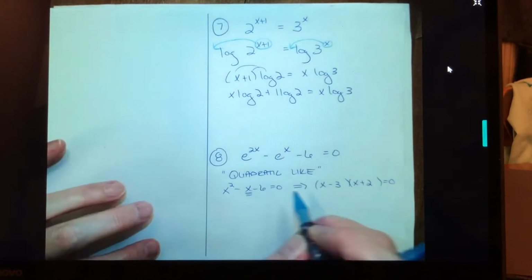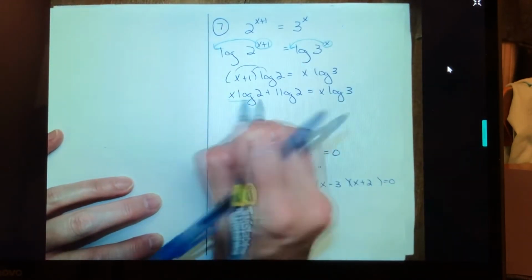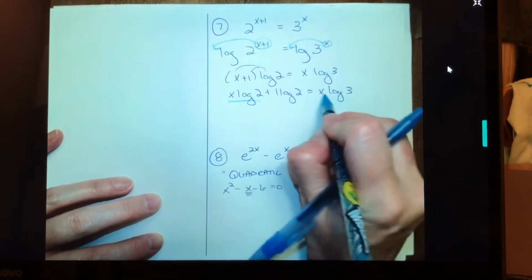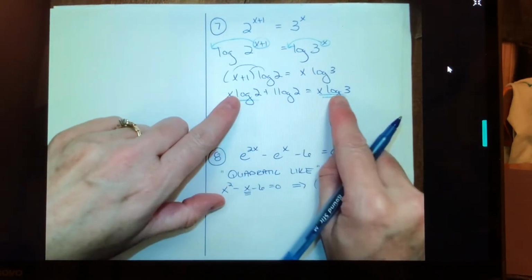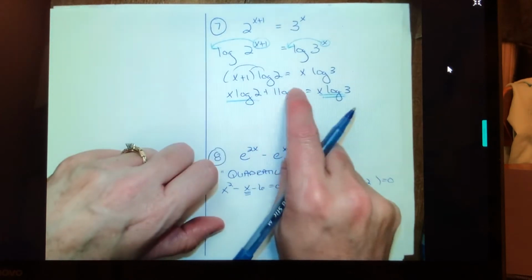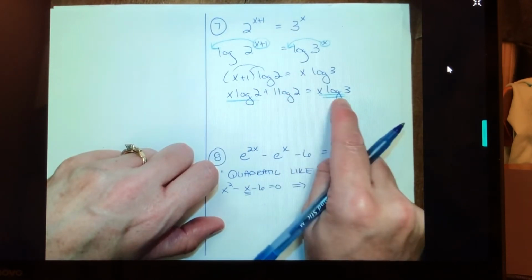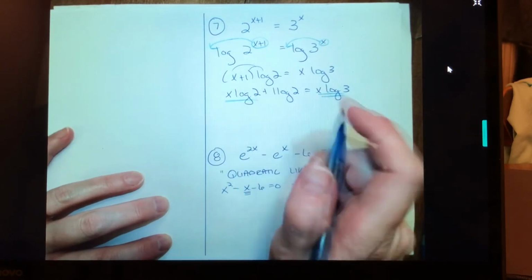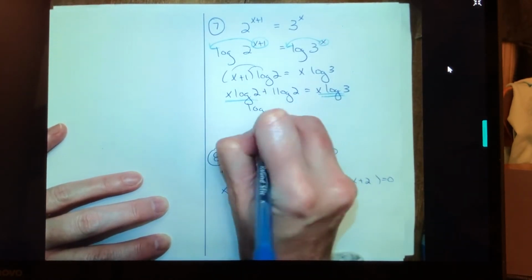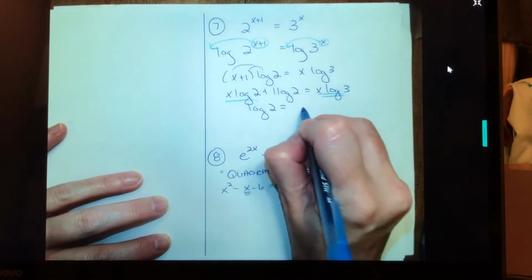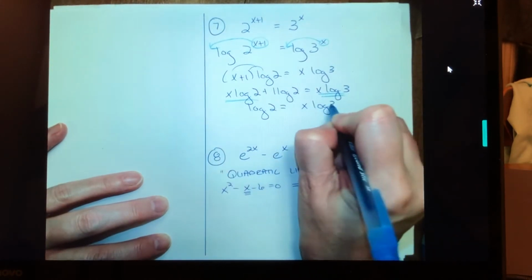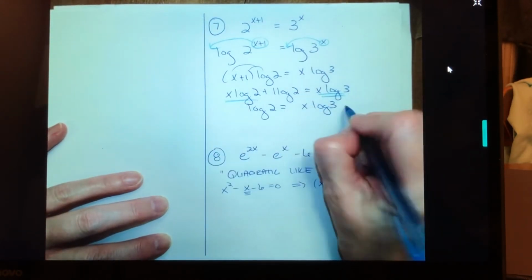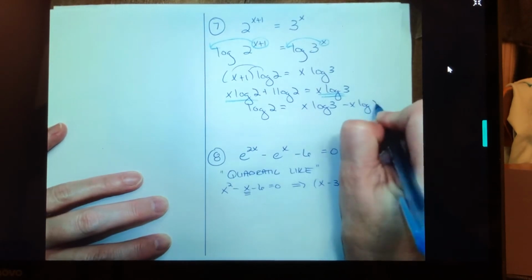So when I look at this equation now, this term has an x in it and so does this one. So I want to get those terms onto the same side of the equation. This does not have an x, so I'm going to shoot it over to the other side, and actually so I can keep that positive, I'm going to bump this one over. So this can be simplified as log 2 equals x times the log of 3, and then if I subtract that over, I get minus x times the log of 2.